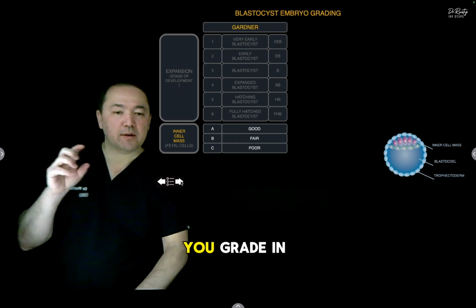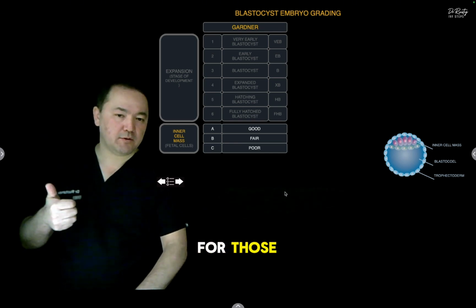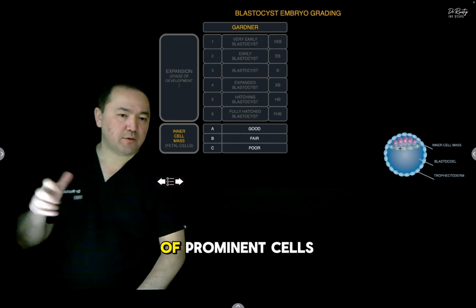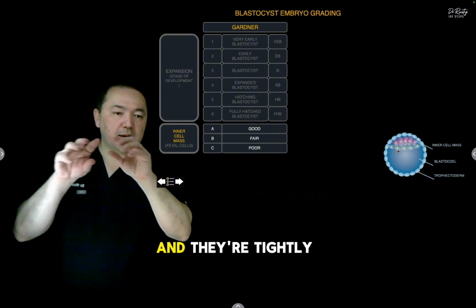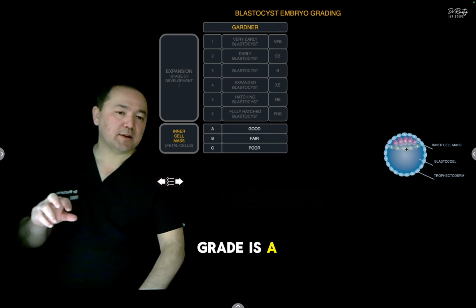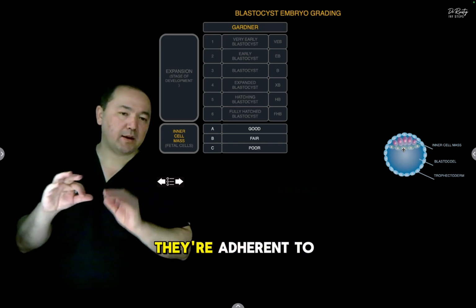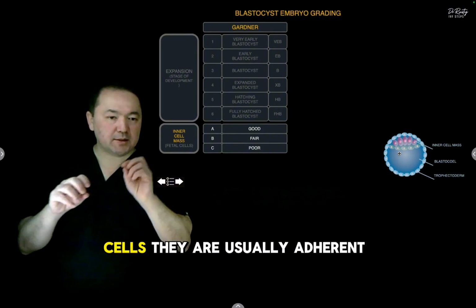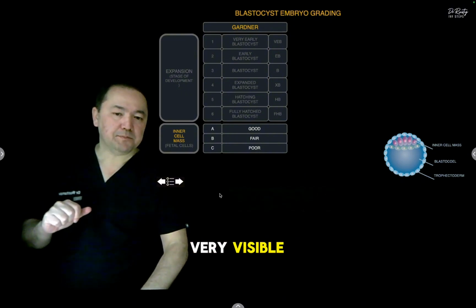Then you grade inner cell mass. This is the baby cells. You grade A, B, C for this feature. A means a good grade, which means you can see plenty of prominent cells. Each cell is visible, and they're tightly adherent to each other. And then a fair grade is a good amount of cells. Some cells may not be very clearly visible. They're adherent to each other. Grade C is there are not many cells. They're loosely adherent. They are not very visible.